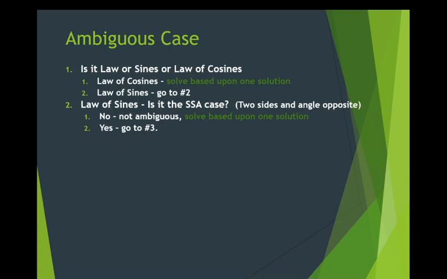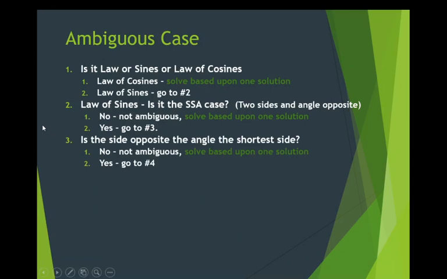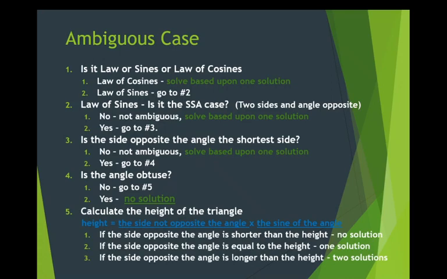That's it. No worries. If you do have this case, then you've got to go on and check the ambiguous. Okay? Is the side opposite of the angle the shortest side? If no, it's not ambiguous. You've got one solution. If it is, then you go on and you've got to figure out how many solutions. Is it obtuse? Then it's one solution or no solutions. And then if it's not obtuse, then you have to do the whole case where you check, does it have 0, does it have 1, does it have 2? Okay? Now, it's actually a lot easier than you think. Okay? And that's what we're going to practice.